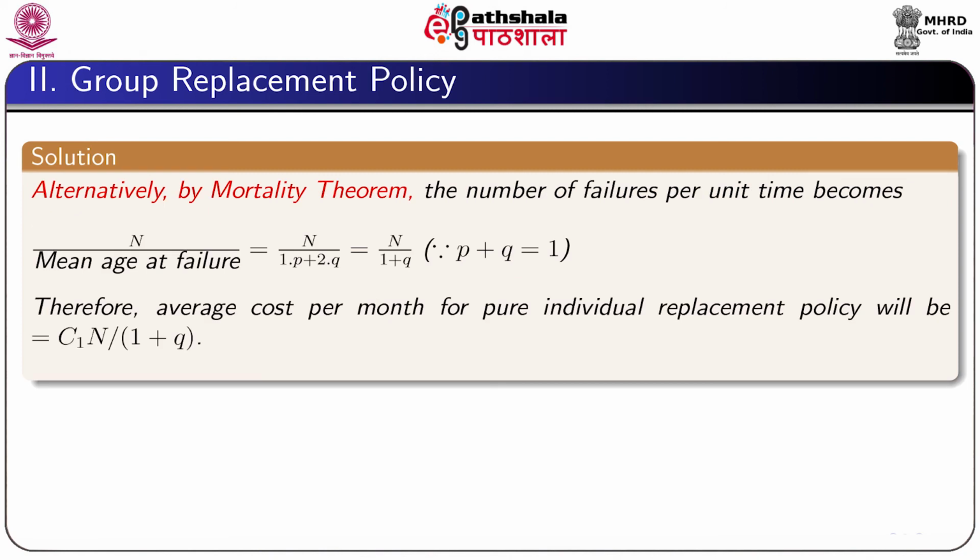Alternatively, by using the mortality theorem, the number of failures per unit time can be obtained as capital N by mean age at failure, and mean age at failure is nothing but age 1 into the probability p plus age 2 into the probability q, which ultimately gives n by 1 plus q, since p plus q equal to 1. Therefore, the average cost per month for pure individual replacement policy will be C1 n divided by 1 plus q.